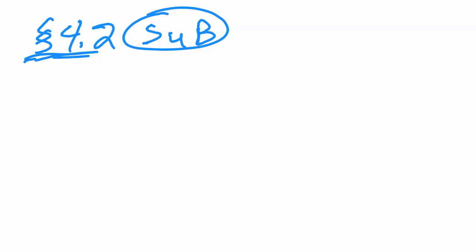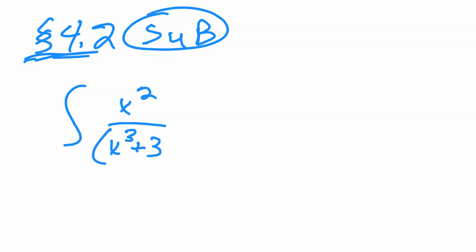Let's do this. If I've got the antiderivative of x squared over x cubed plus 3 to the fourth power with respect to x, all of a sudden this can get very challenging trying to use some of the simple rules that we had before. So what I want to do is rewrite this.